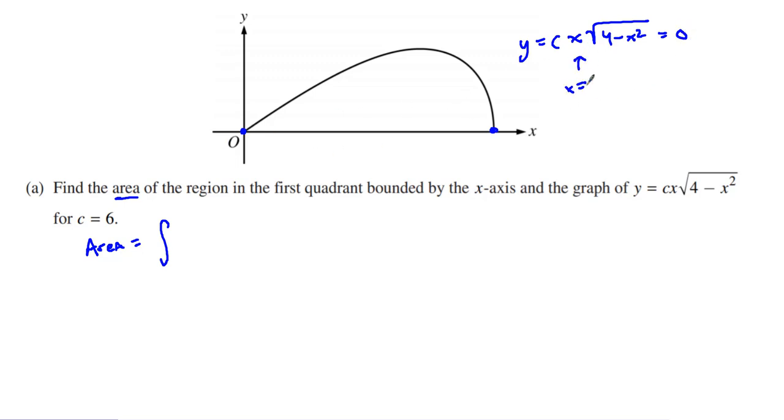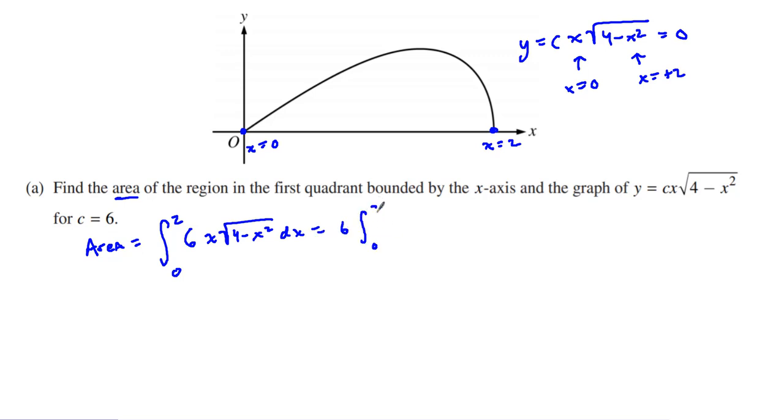Obviously, we have x is equal to 0, and x is equal to plus or minus 2. In this case, it's going to be plus 2. So we have x is equal to 2, and x is equal to 0. Those are your bounds. You're going to get some points for those bounds, which is nice. We're going to go from 0 to 2, and our c is obviously 6. Then we have x square root of 4 minus x squared dx.